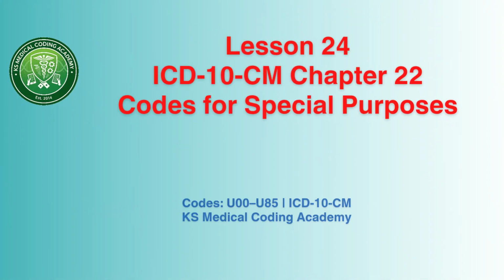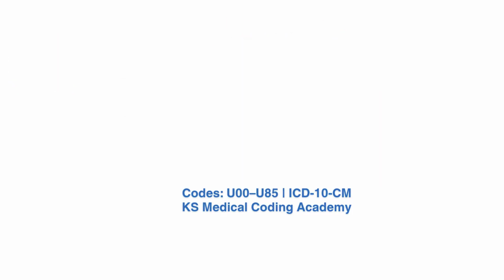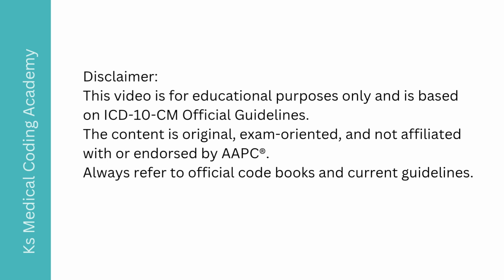In this lesson, we will study ICD-10-CM Chapter 22, titled Codes for Special Purposes, covering the code range U00 through U85. This is a short chapter, but it contains high-importance rules, especially related to COVID-19 coding. This educational content is based on the ICD-10-CM official guidelines for coding and reporting. Coders must always consult the most current official coding manuals.